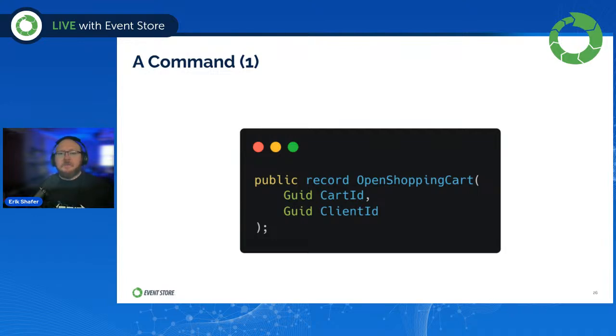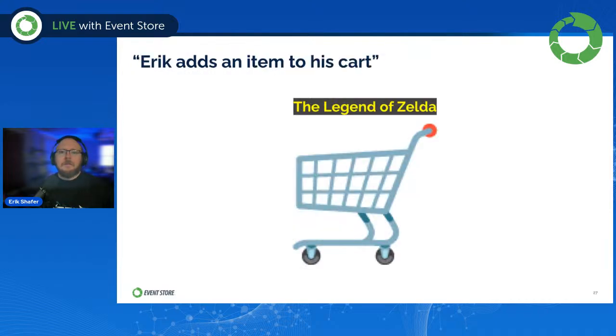This is C#. So a record is kind of like, if you're used to Kotlin as a shorthand for the JVM world, it's like a data class. And there's some other languages who employ this as well, but it's just a simple class, right? Saying, hey, what's the cart ID? What's the client ID? The client ID would be related to me, Eric. The cart ID is saying, hey, this is going to be the cart ID associated with this specific stream of events for this specific cart.